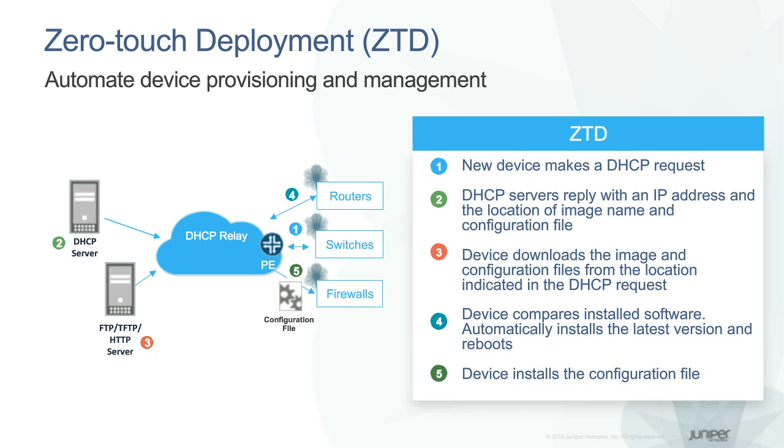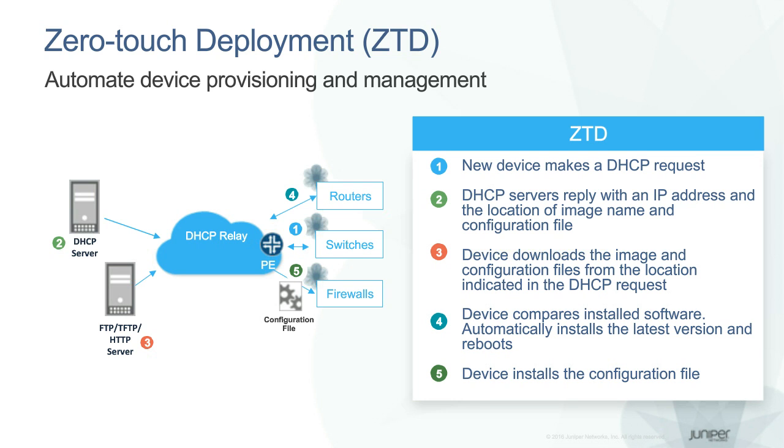So the zero-touch deployment process is well documented on the Juniper website, and actually there's a reference architecture and a guide that we used as a way to get started. It's a bit of an eye chart here, but the process is pretty straightforward. When a device boots up, it makes a DHCP request on the network. The DHCP servers reply with an IP address.